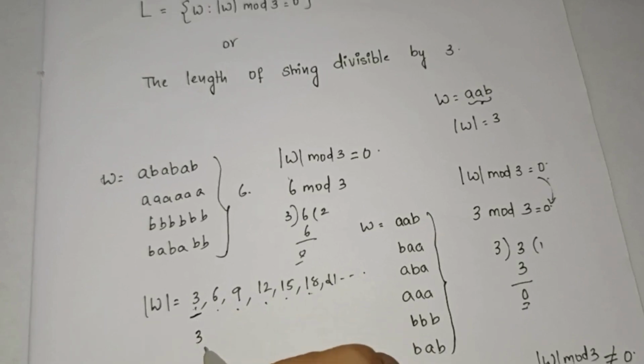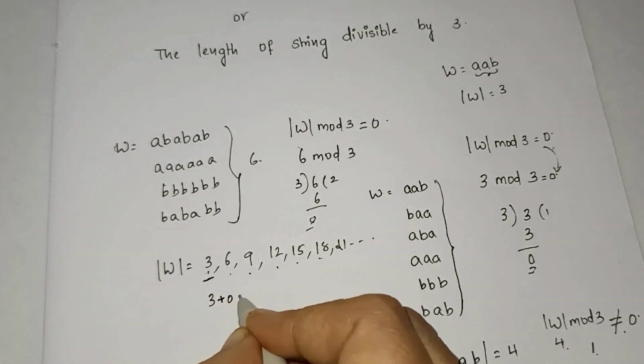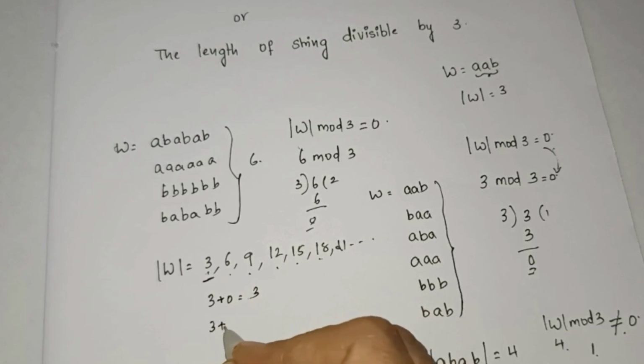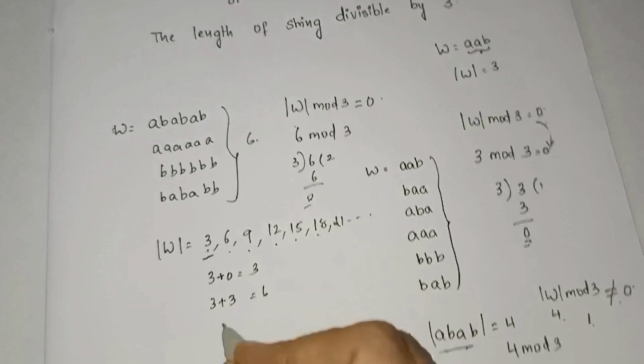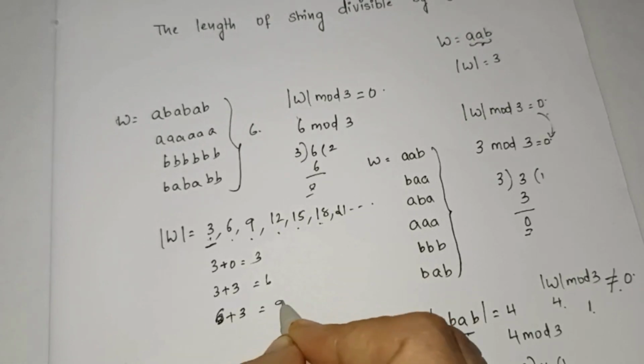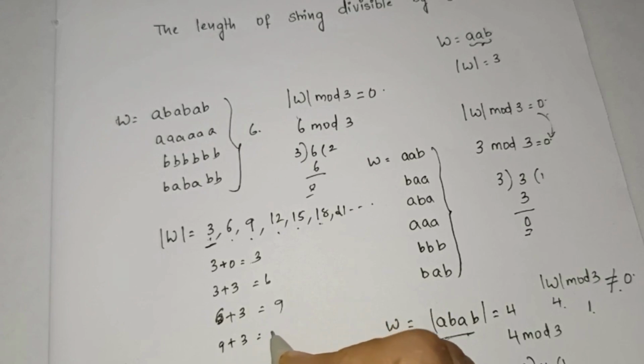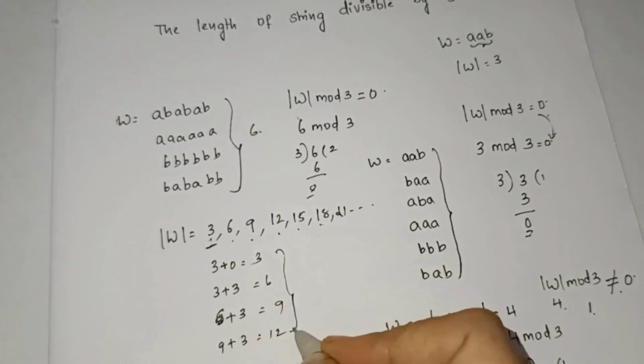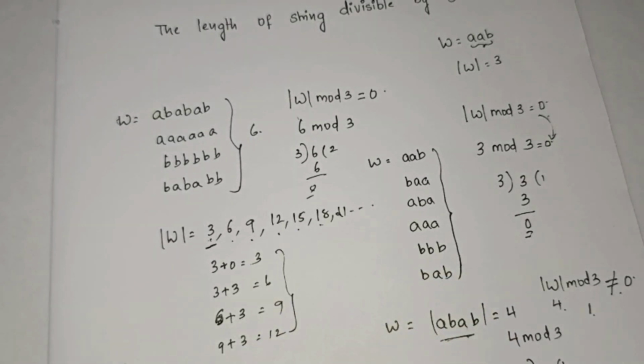3 means 3 is added with 0, it is 3. 3 is added with 3, it is 6. 6 is added with 3 means 9. 9 added with 3 is 12. So that logic we should consider while designing the DFA.